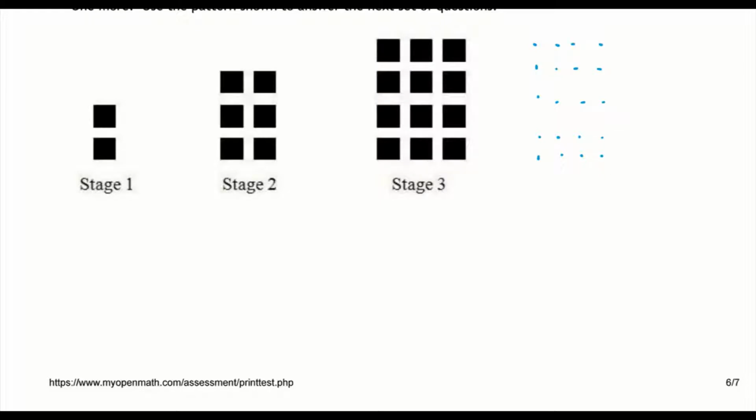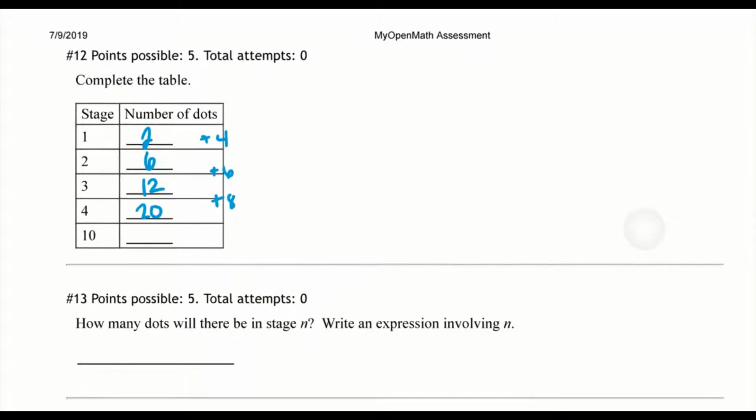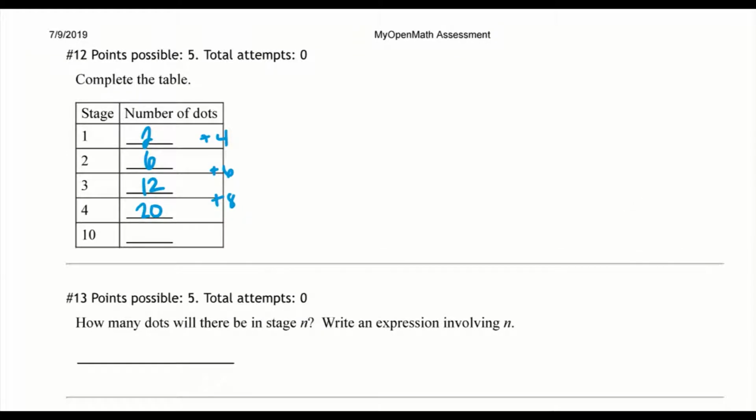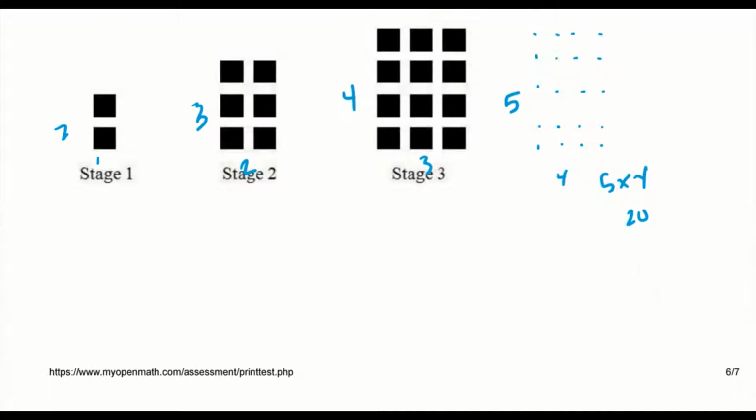If you notice, we're adding a row and a column. So we're adding a box on top and then matching that on the side. Another way to think of it is these are rectangles. So a 2 by 1, 3 by 2, 4 by 3, 5 by 4. So this is saying the stage number, and then I'm adding 1 for the height. So I'm taking that stage number and then multiplying it by 1 plus n.